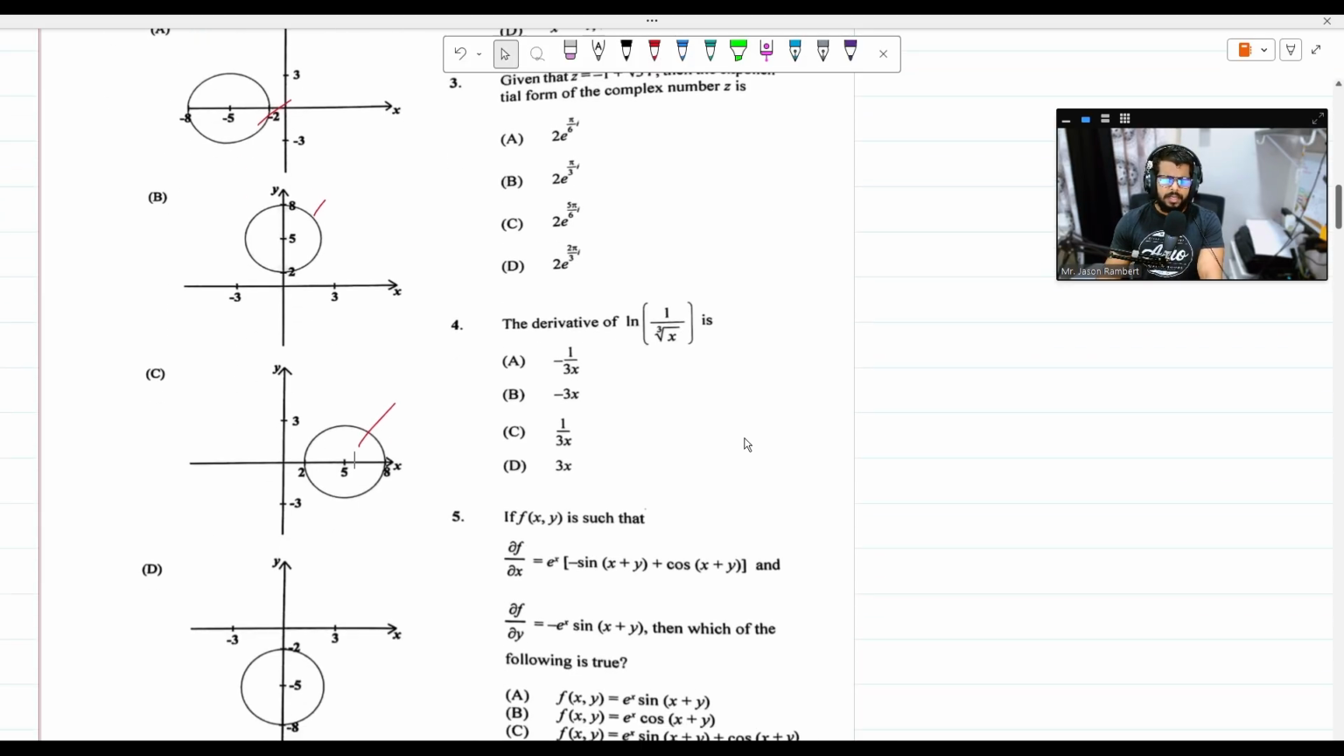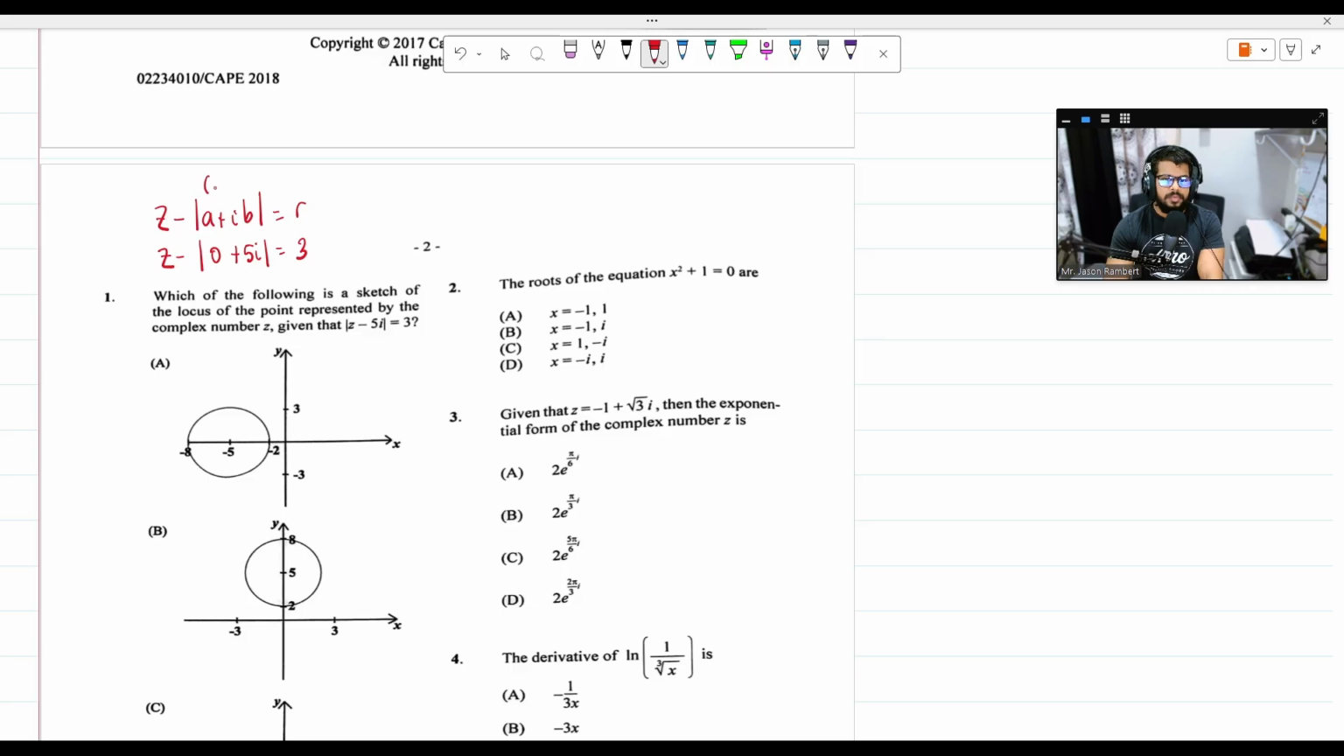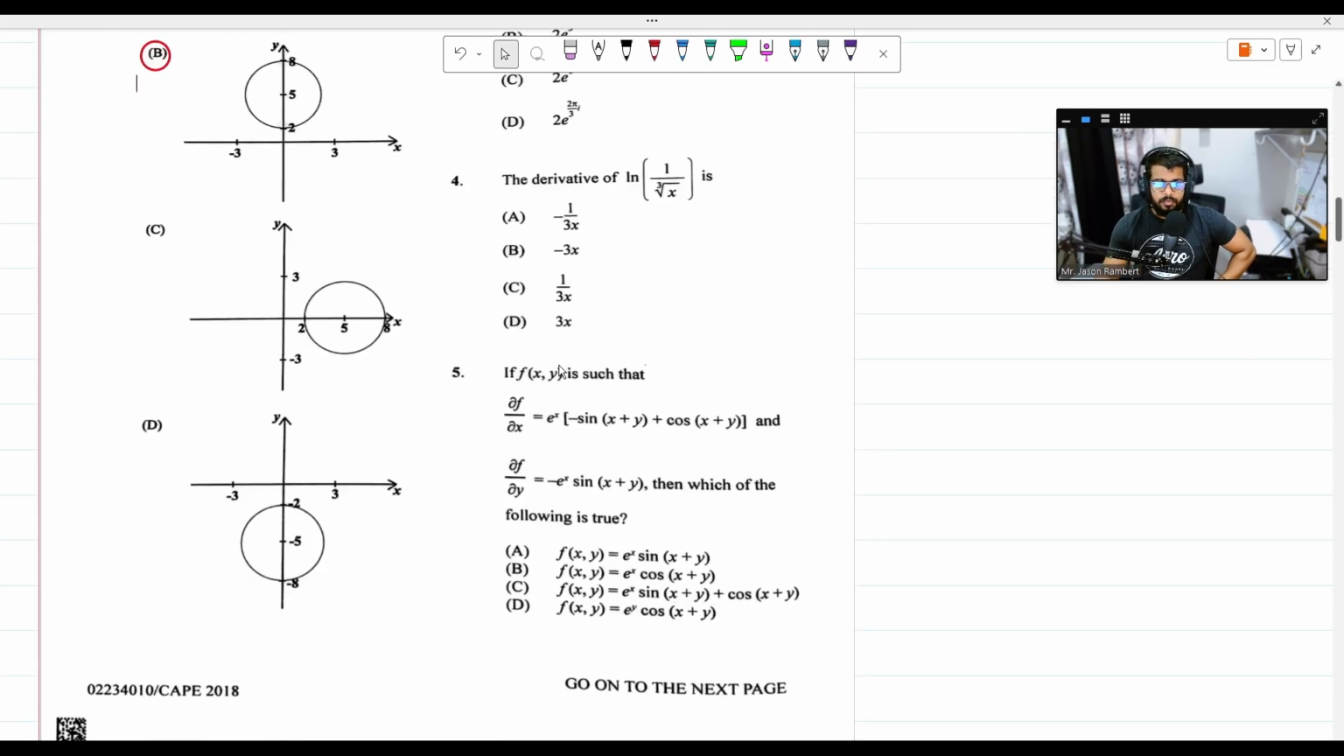All of these answers will have a radius of 3. I'm looking for the center. The center is going to be (a, b), so the center is going to be (0, 5). So (0, 5), the answer is B. Number 1, pick up that all that, yes?